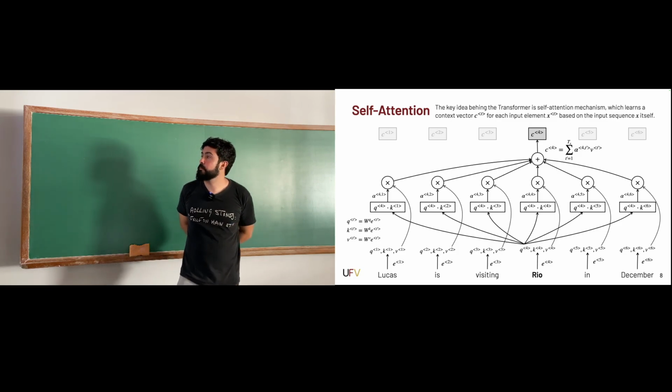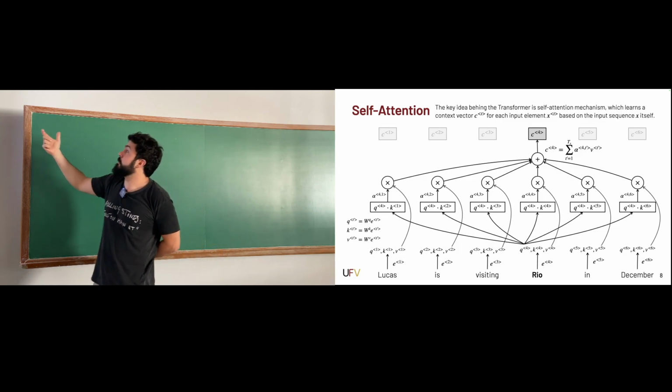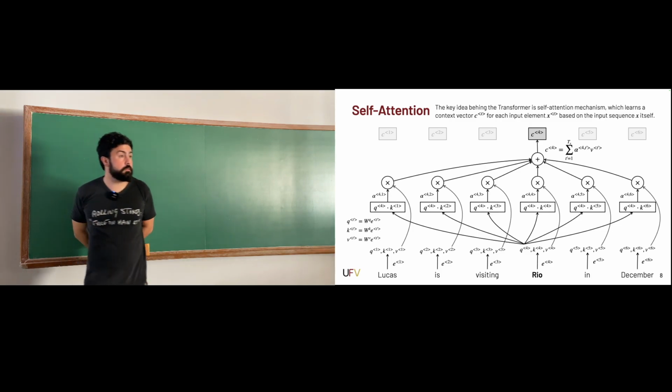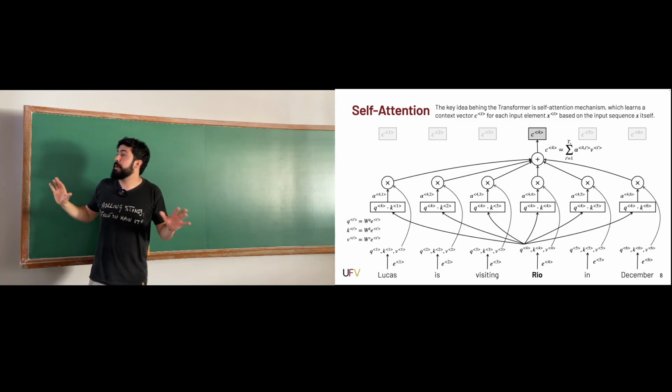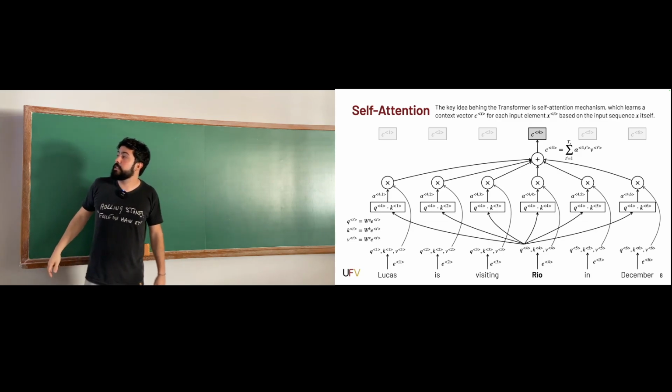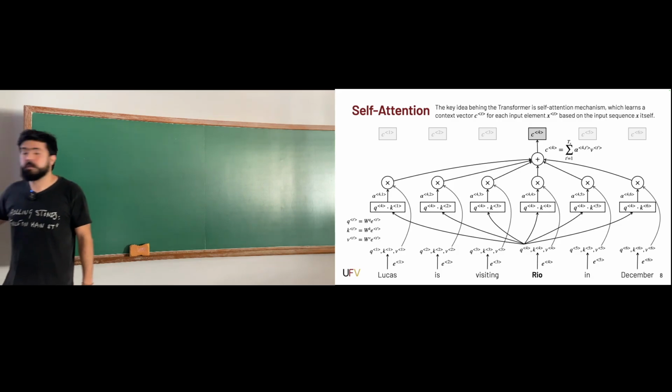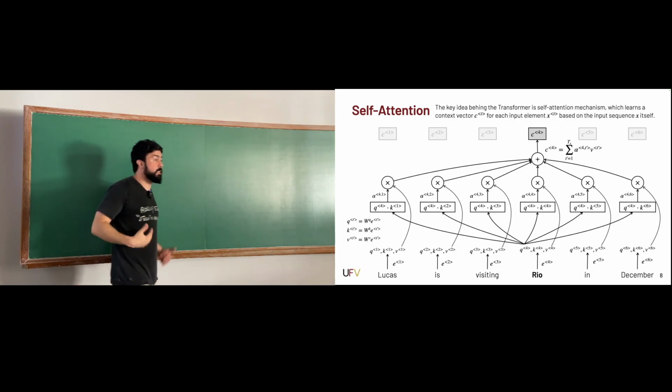It is a weighted sum of V's weighted by alphas. And I do that in parallel for each of these, for each word. Okay? I do that at the same time.